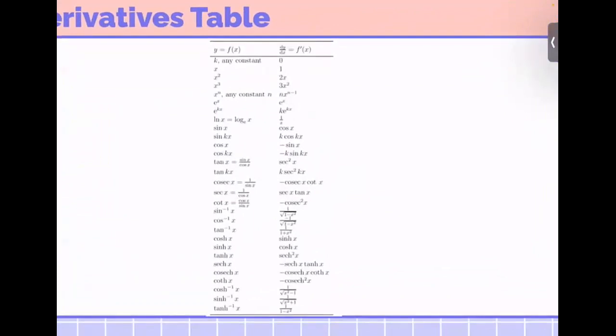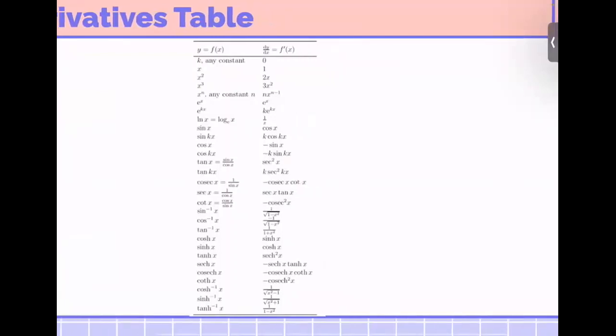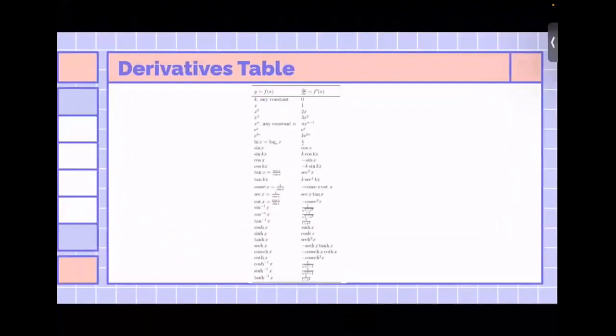You can see that on the left column, y is defined as f of x, and then dy over dx is defined as f prime of x. So on the right side, it's going to be the derivative of the function on the left side. Okay, so let's go over just a few really simple practice problems. I'm going to refer to this table a lot.